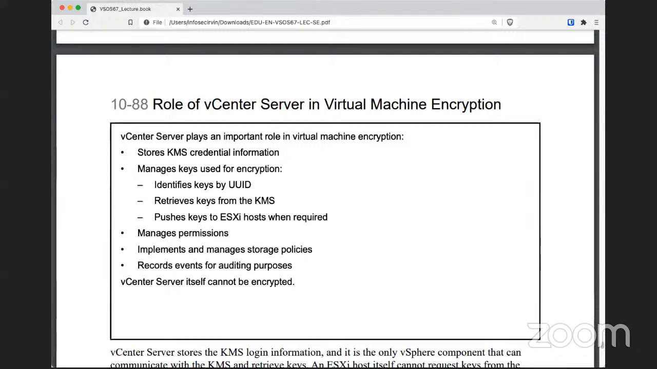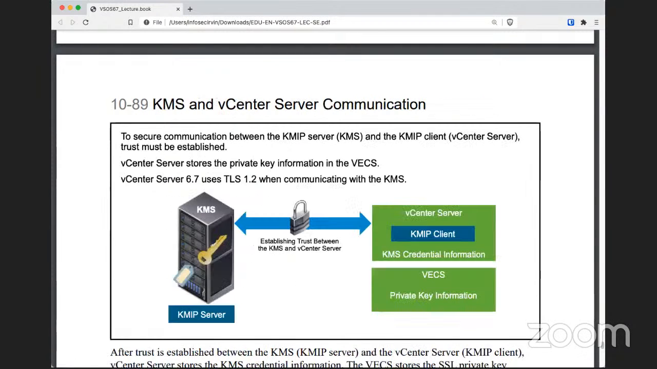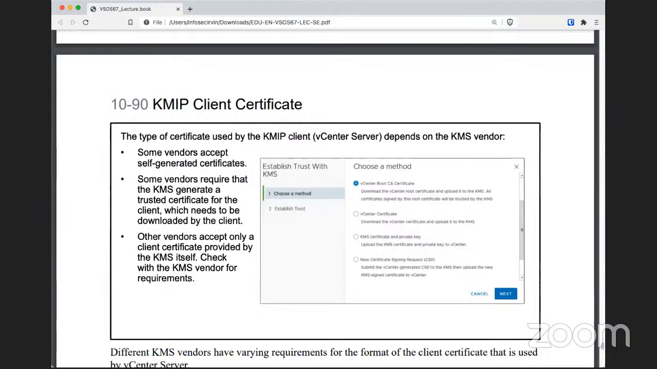vCenter server plays a role in storing credential information and identifying keys by a UUID, managing permissions, and recording events. It itself cannot be encrypted, but the VMs that it manages can be. So between these two, vCenter communicates with KMS in order to get the proper keys to run certain VMs. But like I said, vCenter itself cannot be encrypted. You would use those certificates to work with the KMS vendor.